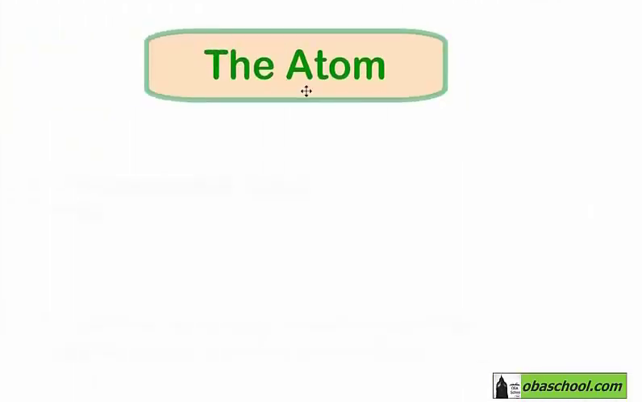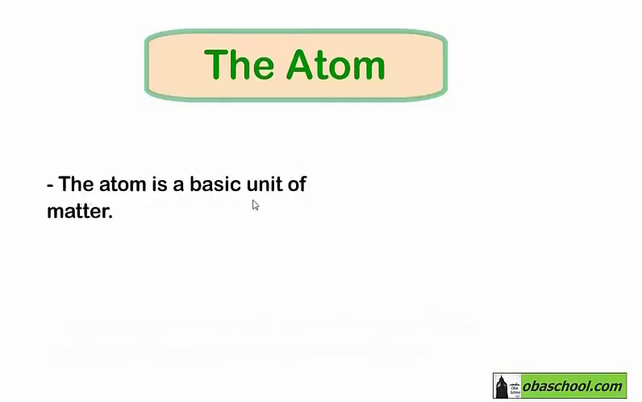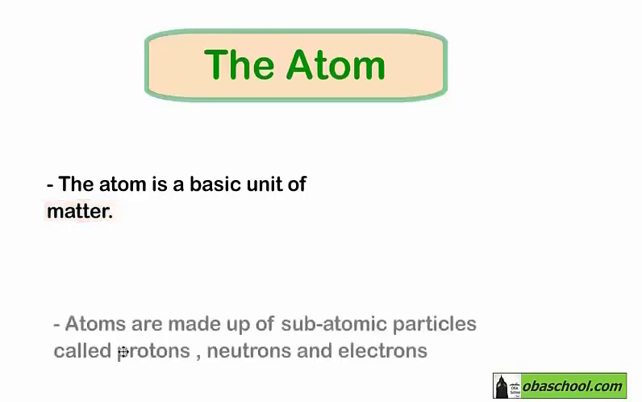The atom. In this lesson, we are going to learn what is an atom. It is a basic unit of matter. So, the atom is a basic unit of matter, which means that the atoms are made up of particles, and these atoms in turn make what we call the matter. Atoms are made up of subatomic particles called protons, neutrons, and electrons.